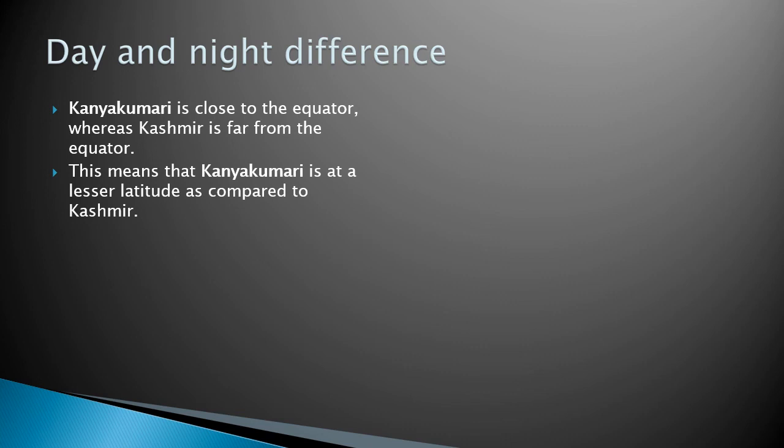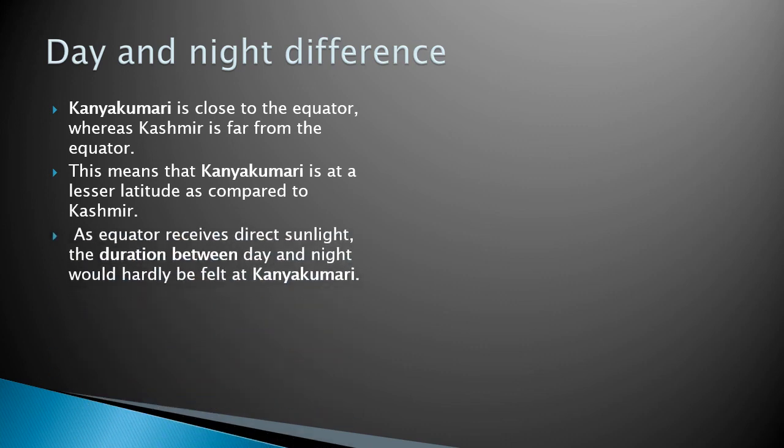Because Kanyakumari is near the equator, and we all know that the equator receives direct sunlight, the duration of day and night would hardly be felt at Kanyakumari. Hence, there is a very short duration of day and a very short duration of night. That means the people living in Kanyakumari do not actually feel the time gap between day and night, because the sun rises and the first sunlight reaches the equator very quickly.